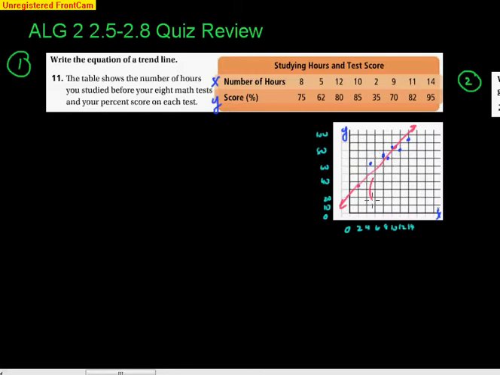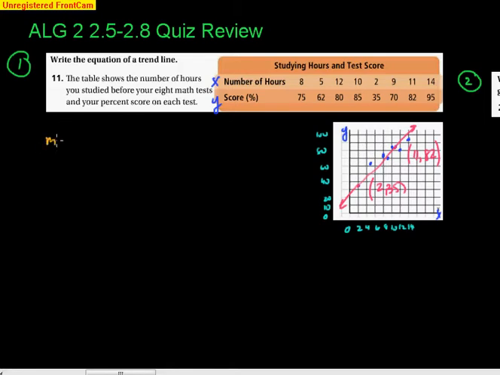So this was the point 2, 35, and this point right here, that was the point 11, 82. And again, you can use other points, it's okay, but those are the 2 points I'll use. And I'll create the equation of this line. First, I need the slope.